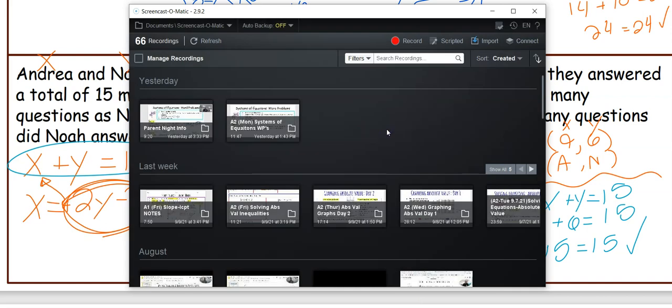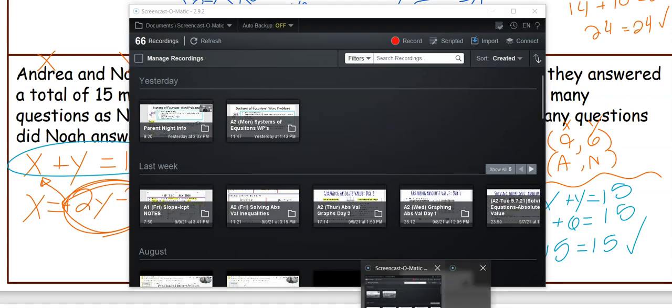Will this thing stop and turn off, please? There we go.